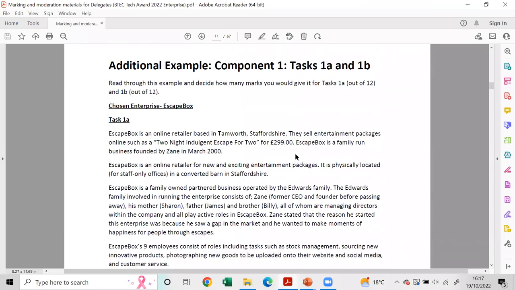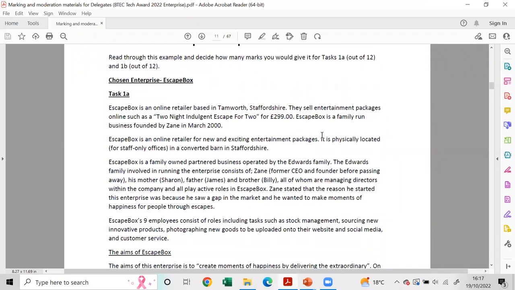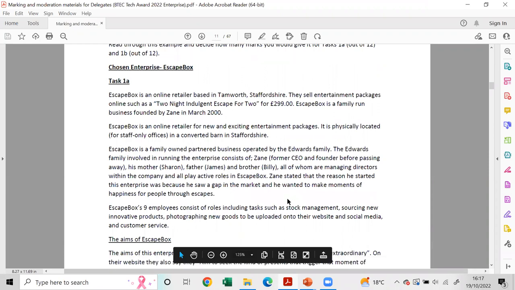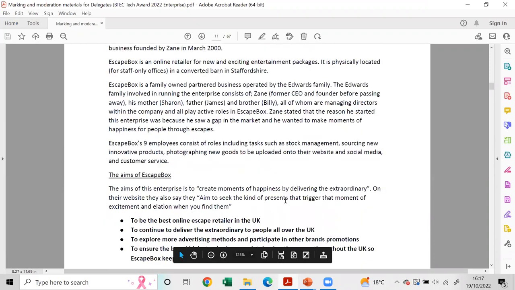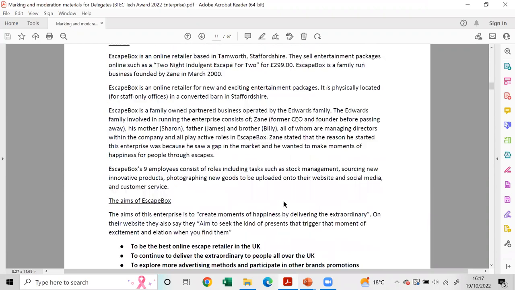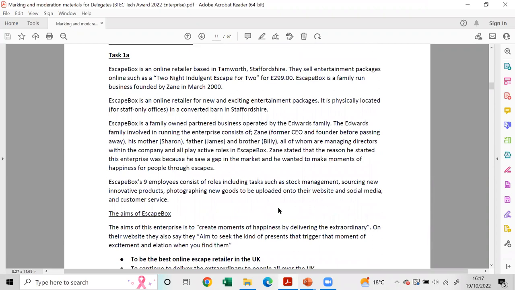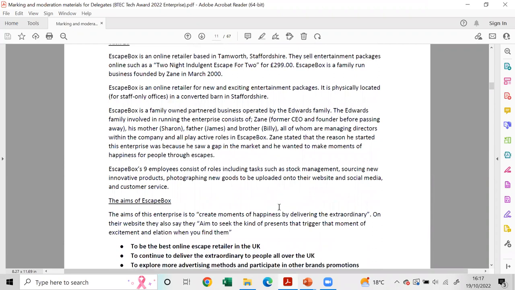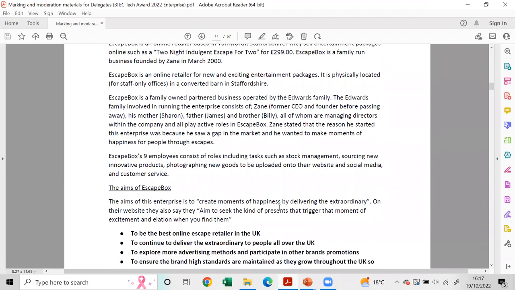So the second piece of work is this one. It's about Escape Box. So I'm hoping you've got this in front of you. If you don't, please download it. You'll have to scroll up in the chat to be able to see it and download it. But I want you to quickly look through it. I'm not going to give you very long, but do scroll through. Have a look at what they've said about this enterprise. Again, think about the links, the aims they make.